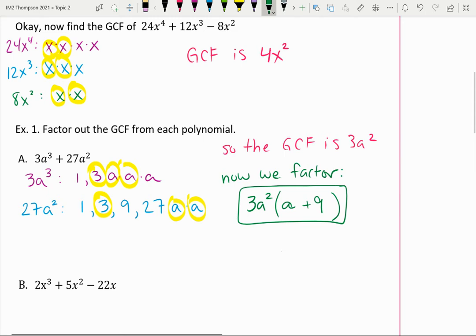Well, I've got plenty of examples. So where did we get that first one from? This? Yeah. Is that 3a cubed. Take away the GCF. What is 3 divided by 3? 1. A cubed divided by a squared leaves me with 1a left over. Oh, so cute.